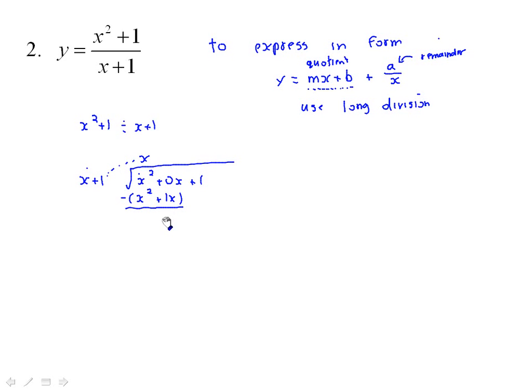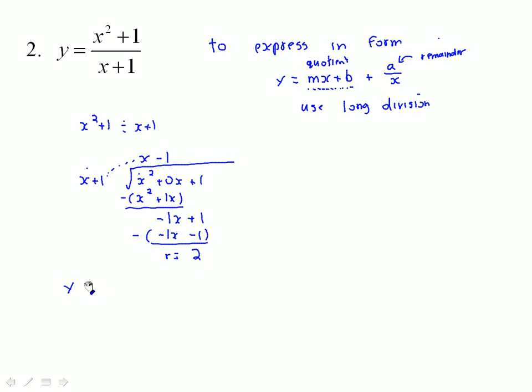0 minus 1. Always be really careful with that subtraction operation. 0x minus 1x is negative 1x. Carry the 1 down. x times negative 1 is equal to negative 1x. So we get negative 1x minus 1. And then when we subtract, negative 1 minus negative 1, the signs will change. It becomes plus, and it's gone, of course, and then 1 minus negative 1 is 2. So the remainder is actually equal to 2.